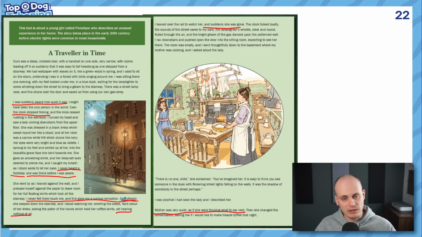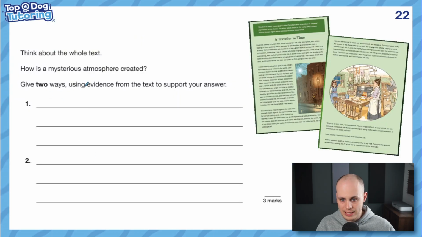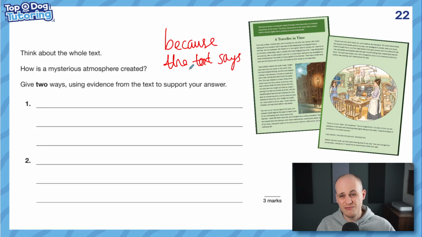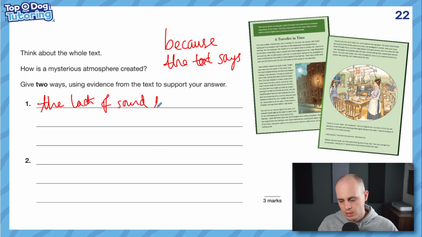So clearly the sound, it's got to be one, isn't it? So if I'm answering the question, which says give 2 ways how a mysterious atmosphere is created using evidence from the text to support your answer, I'm going to use my favorite word, which is 'because'. And sometimes I even use the phrase 'because the text says'. This is a really good way to make it really clear that you're now using evidence to support your answer. So what was mysterious? Okay, the lack of sound. The lack of sound the lady made.